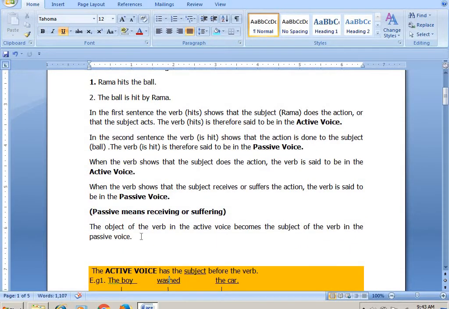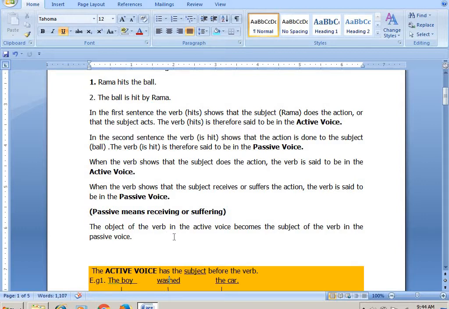Passive means receiving or suffering. The moment you understand that a person is passive and a person is active, you know that the one who is doing the action, who is very active, is active, and the other is passive. And over here also in English it is somewhat like that. Passive means receiving or a bit suffering.